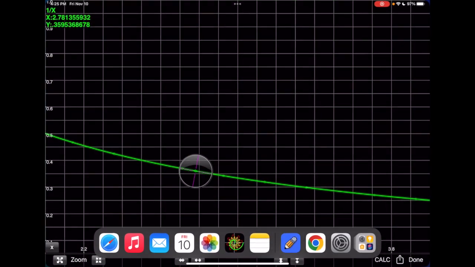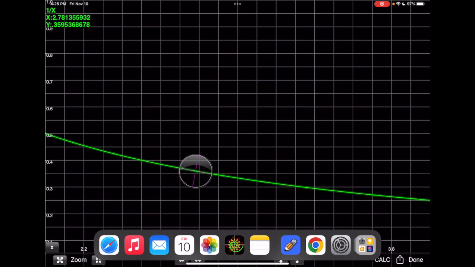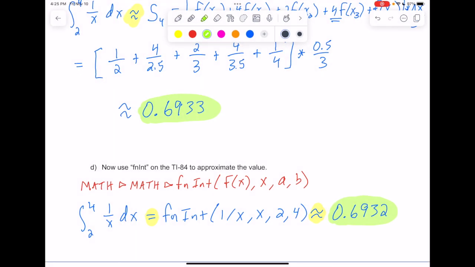So there's a quick look at the curve and the different techniques that we used. This fnInt is the all-star. It's the one that's going to be the best one for us to use when we want to have a decimal approximation for a definite integral where we can't find the antiderivative.